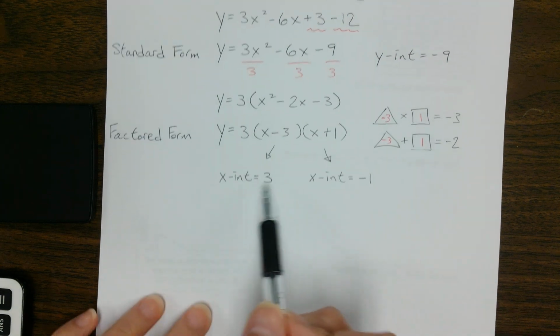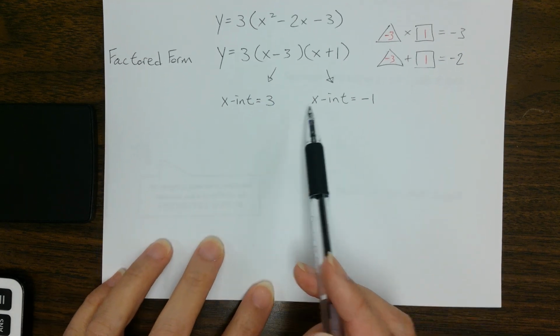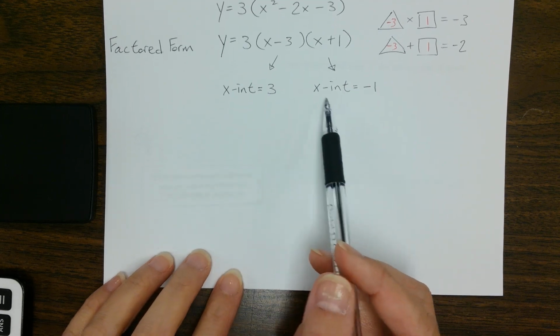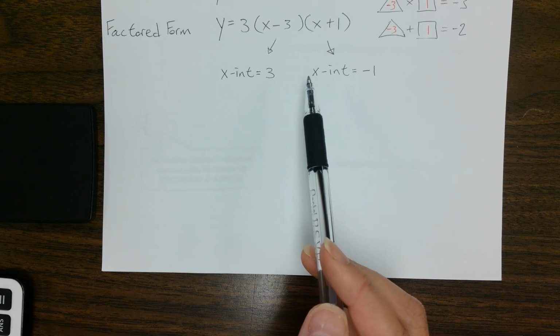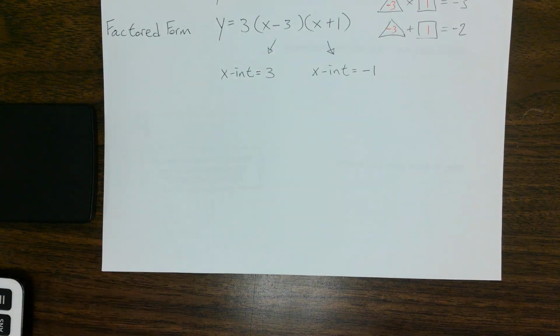Okay. So since we're on this right now, let's graph this too, just like what we did at the beginning of class. Let's say I give you this factored form parabola. I need to figure out where that middle is.